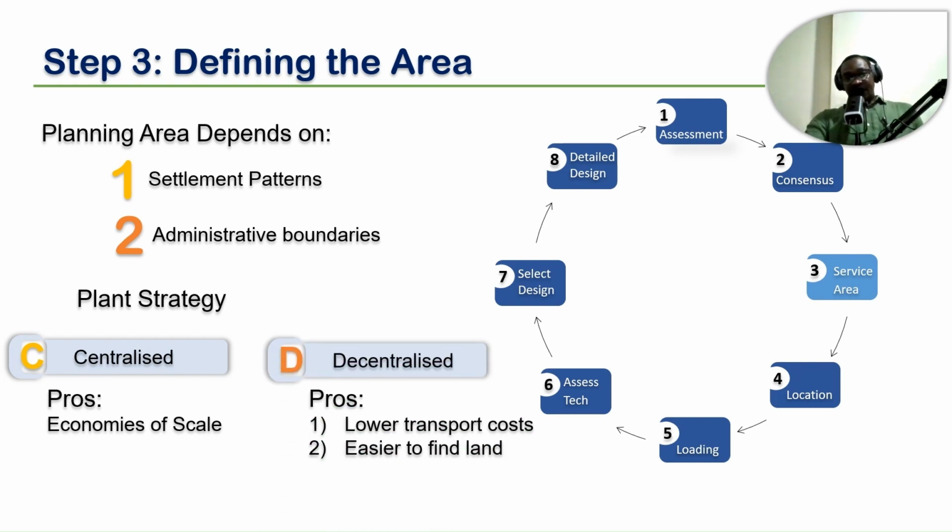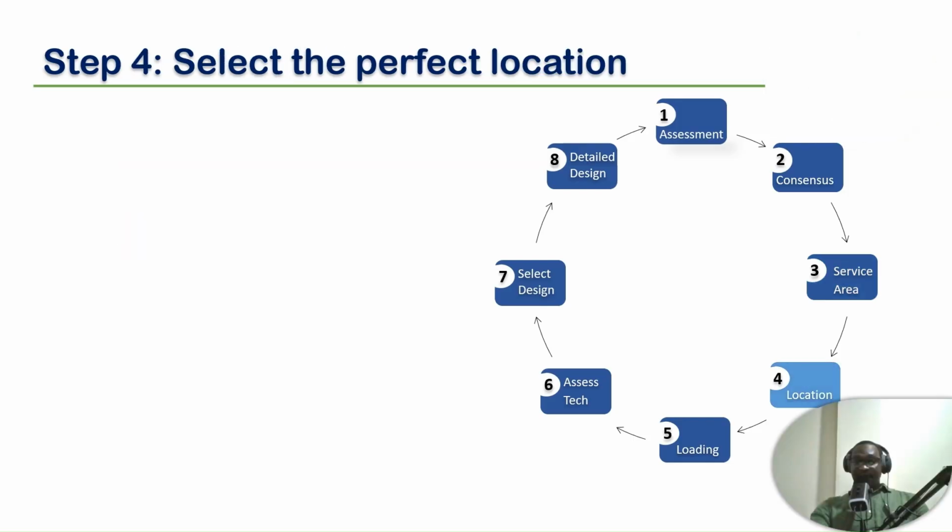With a centralized system, the advantage is economies of scale. You centrally manage all this waste in one place. Whereas the advantage with decentralized is that you cut on the transport costs in terms of distance, because you have these fragmented treatment units, and also it's easier to find space for small units compared to when you have a large need.